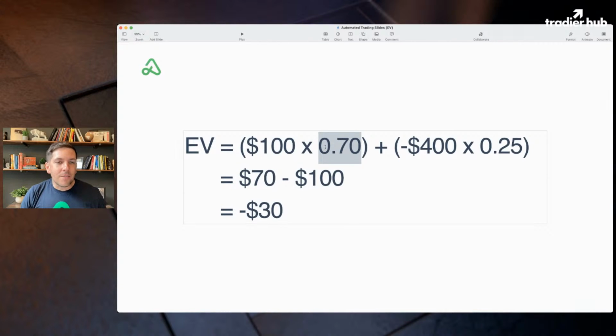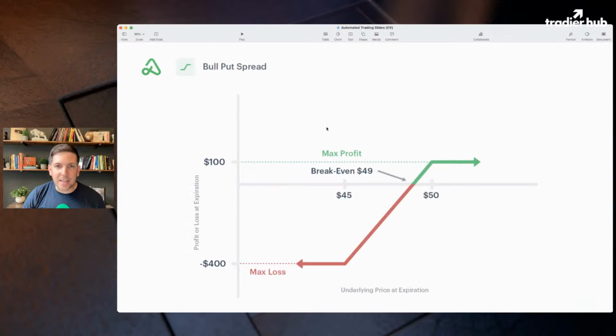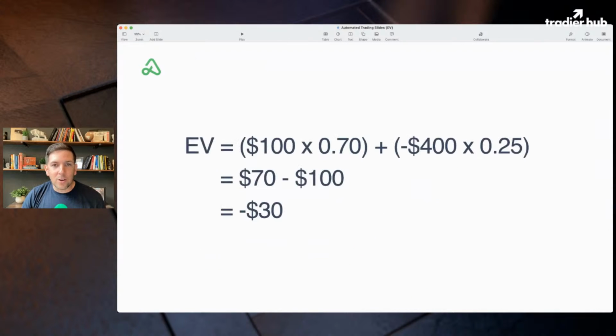Let's assume that there's a 70% chance that I win on this trade. There's a 70% chance that the stock stays above the 50 strike. Maybe the stock is already at 60 or 65. Whatever it is, there's a 70% chance that it stays above 50. So if I look at my expected outcome formula, there's a 70% chance I capture $300. And there's a 25% chance that the stock falls below my lowest strike, which is at 45. So there's a 25% chance that I lose $400.